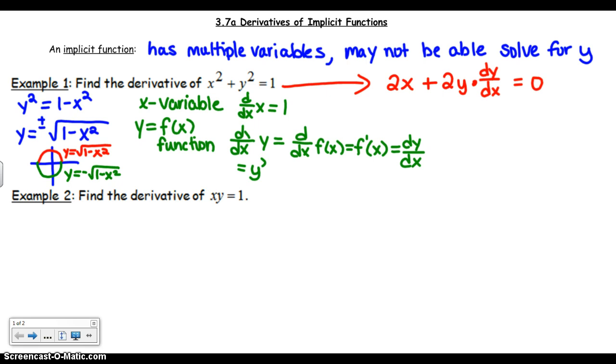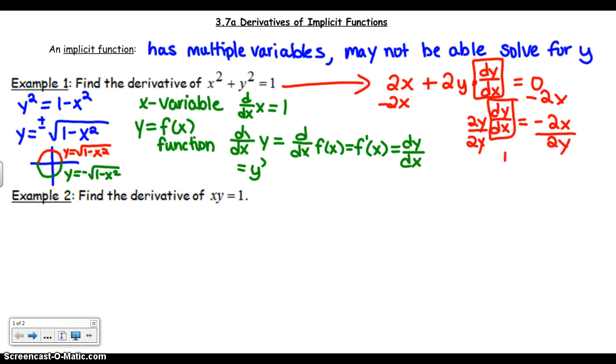Okay, so once you set this up, the goal is always going to be to get the dy dx by itself. So the first thing I need to do is subtract the 2x over to the other side. So I have 2y dy dx equals negative 2x, and then to get the dy dx by itself, I'm going to have to divide the 2y over. So dy over dx is equal to negative x over y, because the 2's will cancel out. And so this is the derivative of the circle x squared plus y squared equals 1. So let's try another one together, because I know this is completely new for us.